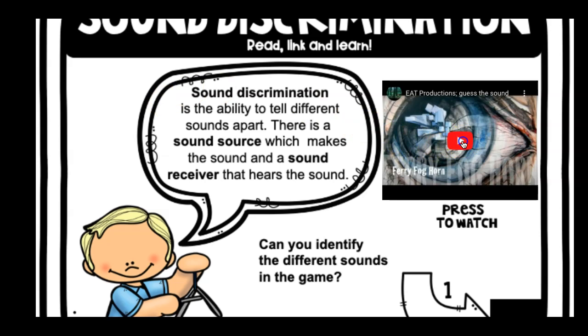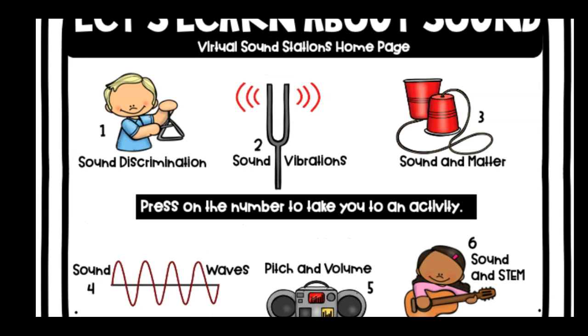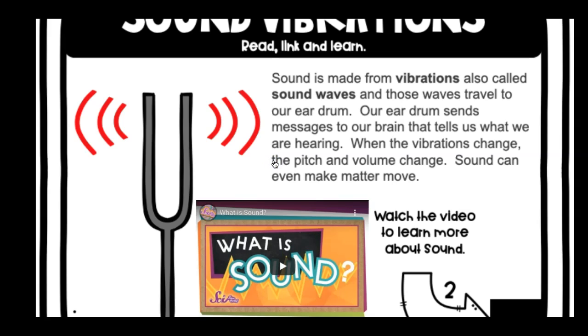I then press the video and I start doing the activity once I've read what sound discrimination is in this case, what I can identify in this game, how I press and watch. If I don't quite want to do that activity right now, or I finished it, I can head back to that main screen by pressing that arrow. Then I can go to that second one, again, reading through the information. It says watch the video to learn more about sound, and I'm going to press the video.